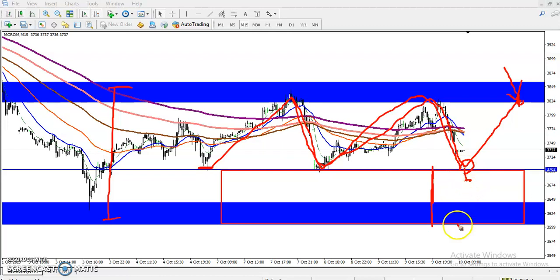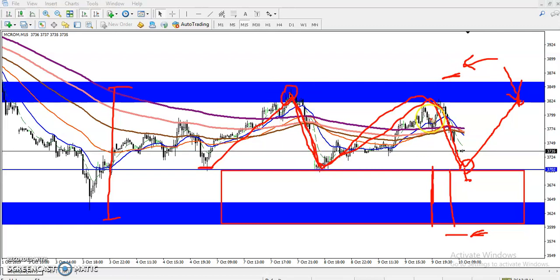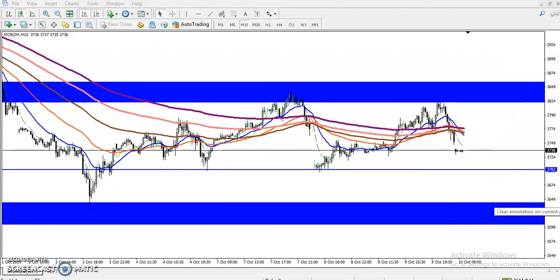And once they break this zone, start selling below this area, right? And if they break this zone, start buying above this area. Remember, because we have seen price reverse back from this area two times, it's a high probability to reverse back again.